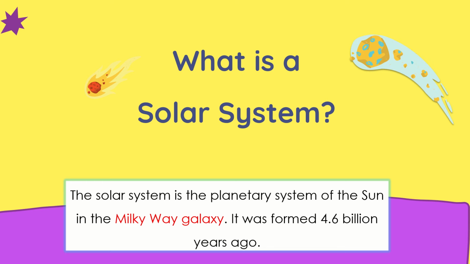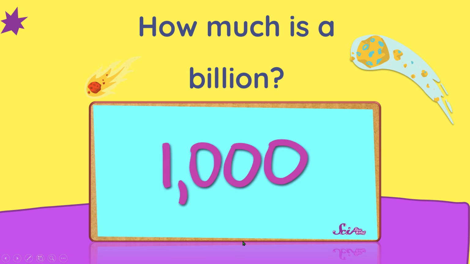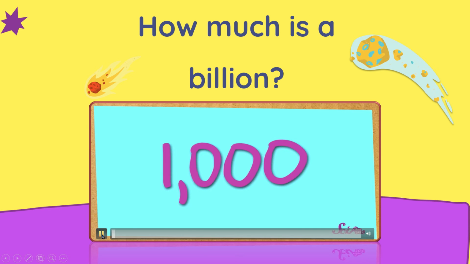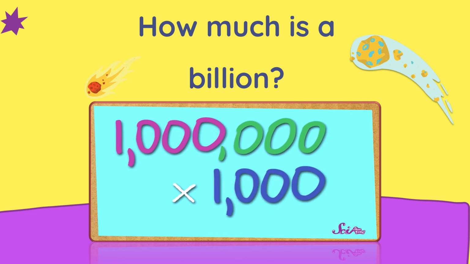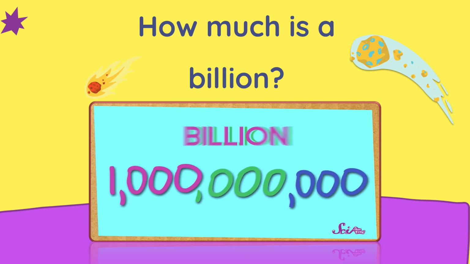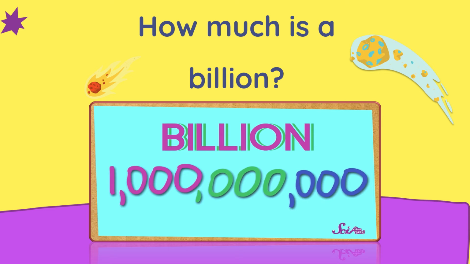It was formed 4.6 billion years ago. So how much is a billion? I will show you. And multiply it by 1,000 again, that number is a billion. Okay, so a billion has 9 zeros. So 4.6 billion is 4 and has 9 zeros.